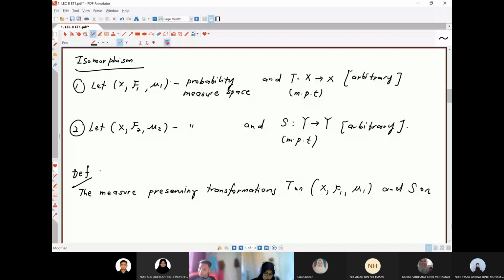So the measure preserving transformation T on the first probability measure space and S on the second probability measure space, which is this one, Y, sigma algebra 2 and mu2, are called isomorphic if there exists a 1-to-1 correspondence, we call this phi, that maps from X to Y such that, okay, we will have three properties.